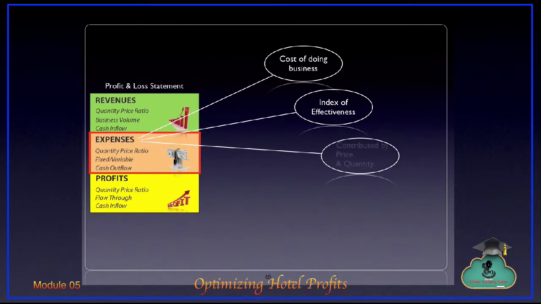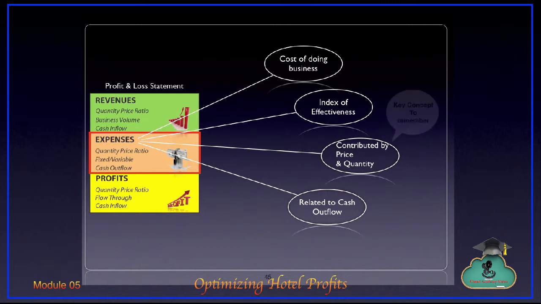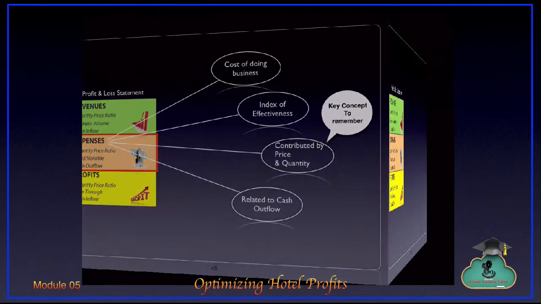Expenses are also contributed by price and quantity, just like revenues. And finally, expenses mean cash outflow. Every expense ultimately has to be paid out. The key concept to remember here again is the price and quantity contribution.